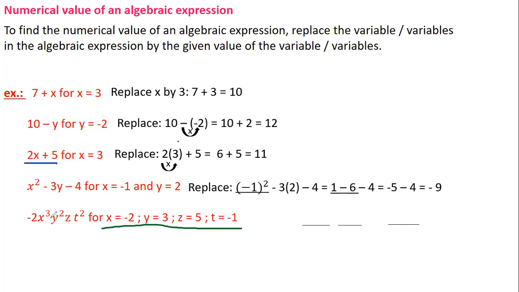Yalla Hassan, tell me what to write. -2. Replace x by -2. Where do we replace x, Hassan? So we put it in parentheses. Bravo, because it has a cube. Where do we replace y, which is 3?